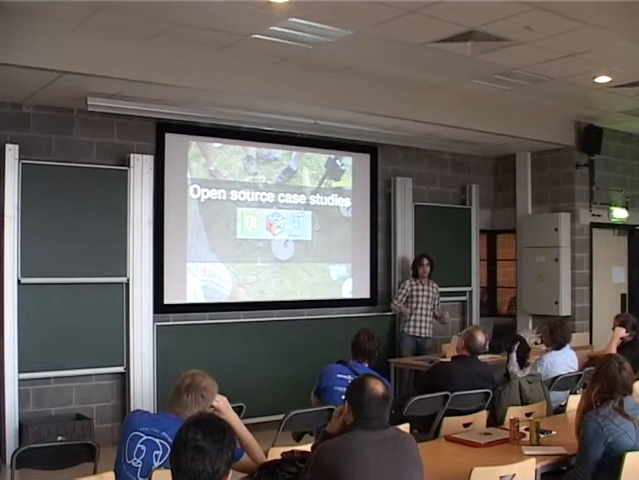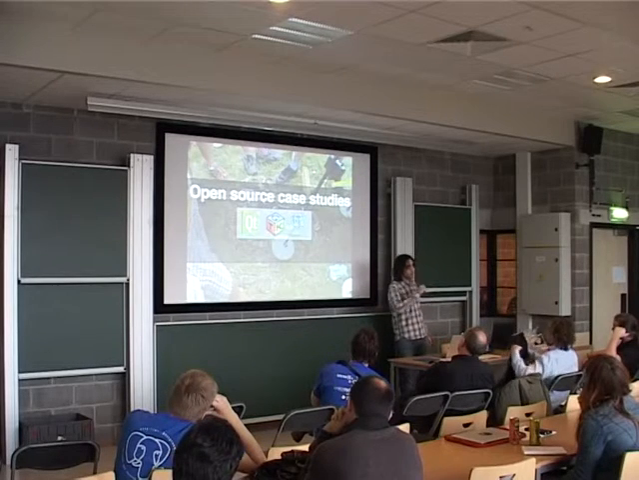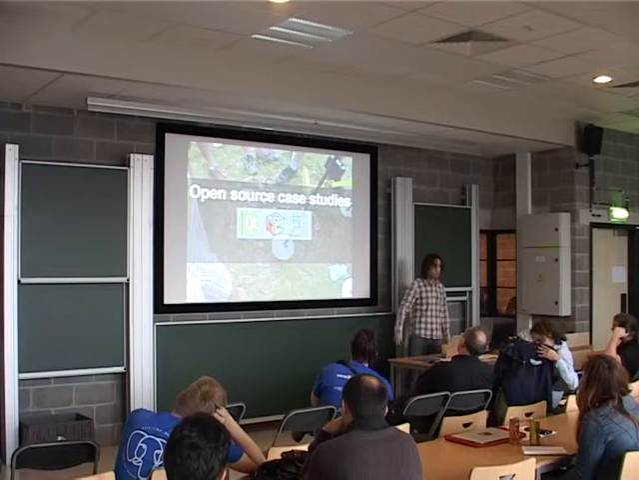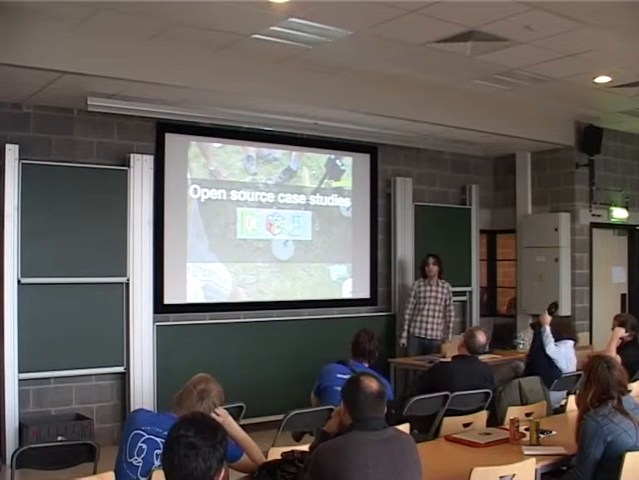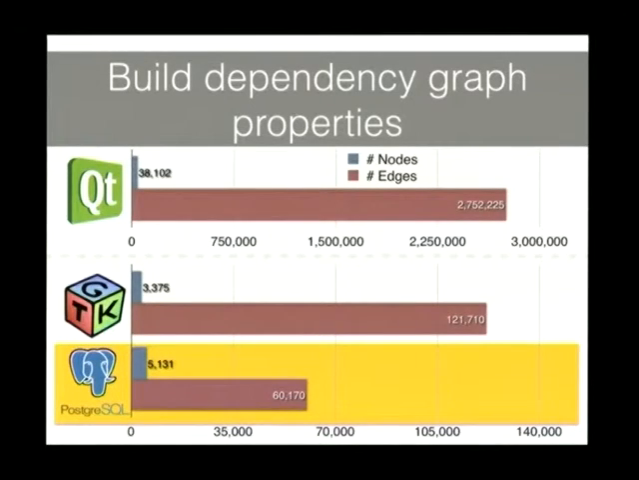So now we've got a nice way of finding out how much it costs to rebuild a file. So we said, let's try this out. We picked three systems and said, let's find the slowly rebuilding files. Before I dive in, here are some characteristics of those big graphs for these systems. At the bottom here, highlighted in yellow, is Postgres 9.2.4. We also looked at glib and we looked at Qt.